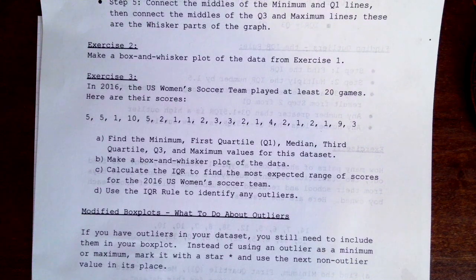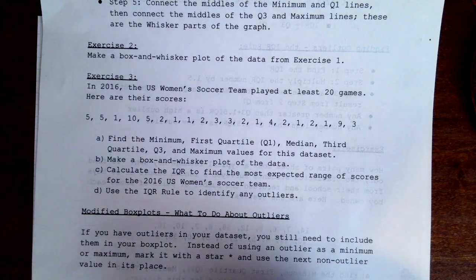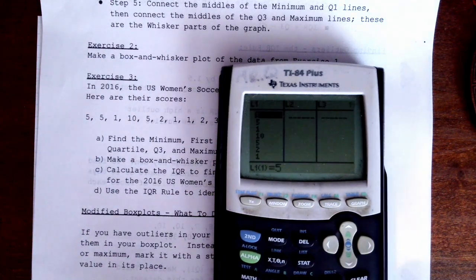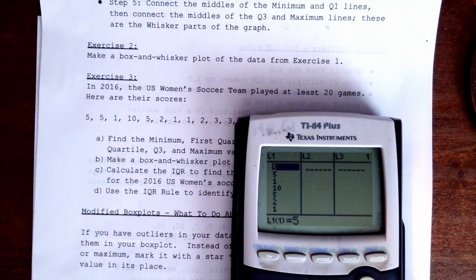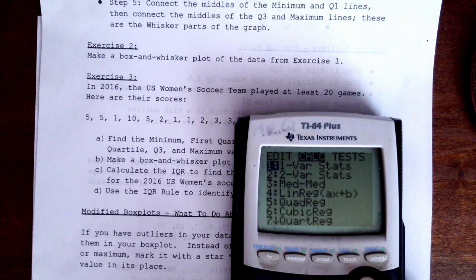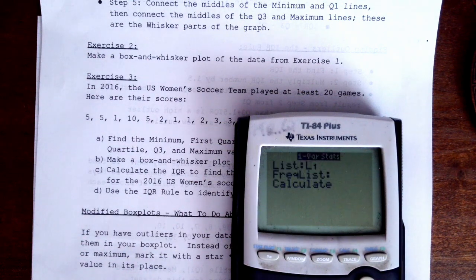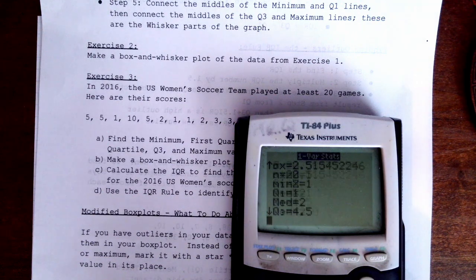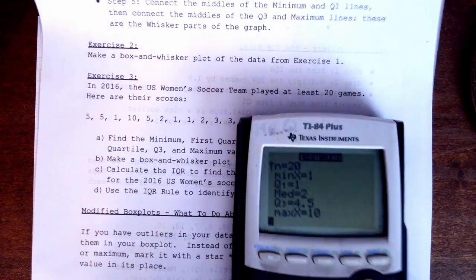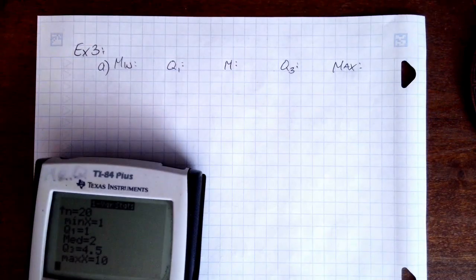In 2016, the U.S. women's soccer team played at least 20 games. Here were their scores. And their scores, again, are already loaded into my calculator in that order. So to find our 5-number summary, we're going to hit Stat, go right to the Calculate menu, find some one-variable stats on your list, and scroll down to the 5-number summary. So the minimum number of points that they scored in that particular season was 1.